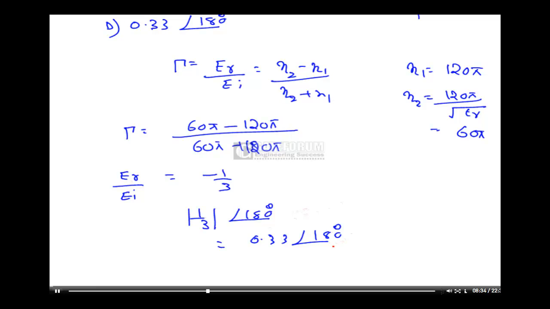This 180 degree phase shift is because ER is exactly opposite to EI. ER is equal to minus EI. This is some magnitude, and the 180 degrees represents that negative sign. So option D is correct.